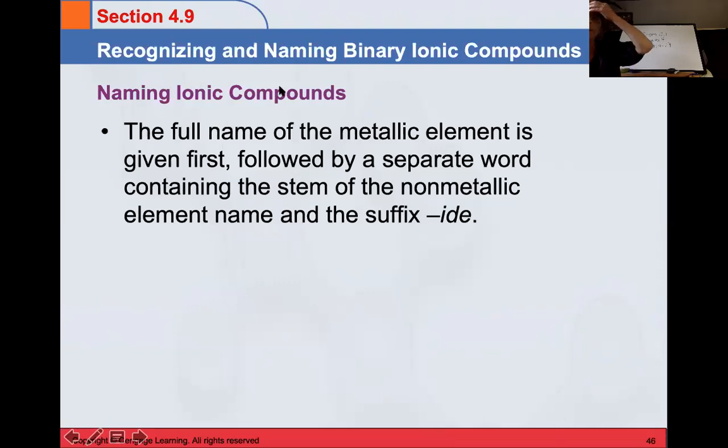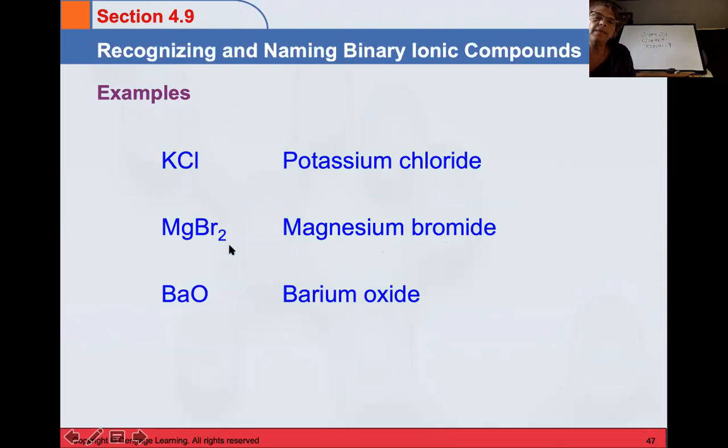So to name ionic compounds, the full name of the metallic element is given first, followed by a separate word containing the stem of the nonmetal and the suffix IDE. So naming ionic compounds is pretty straightforward.